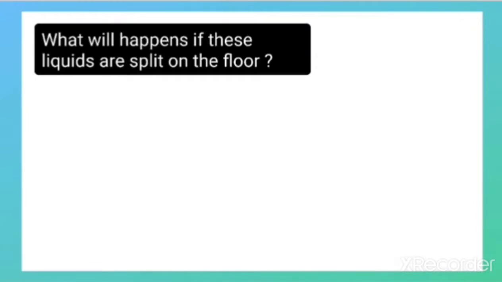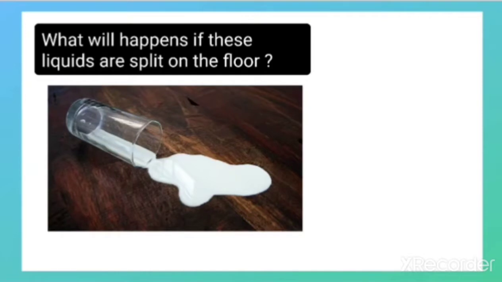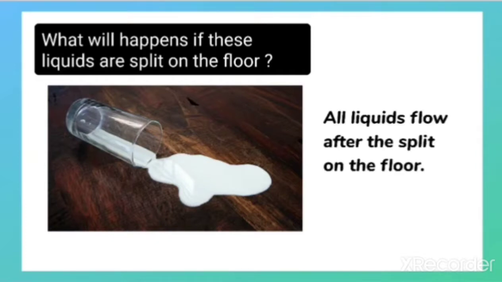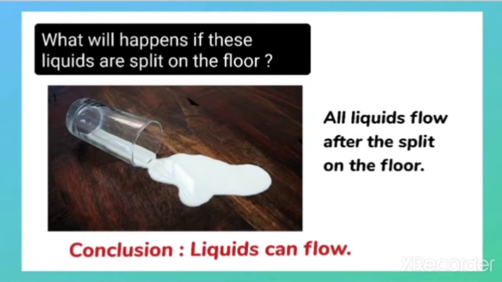What happens if these liquids are spilt on the floor? It is very common. We can find that the liquid, when it is spilt on the floor, starts to flow. That means all liquids flow after being spilt on the floor. So from this we can make a conclusion that liquids can flow. When you perform this with milk or water or any other liquid, you can see that all the liquids flow after being spilt on the floor.